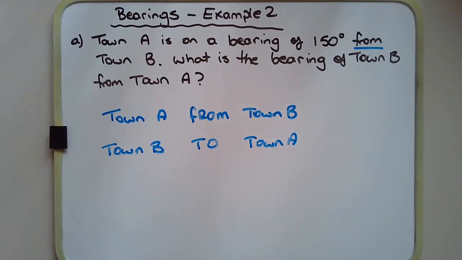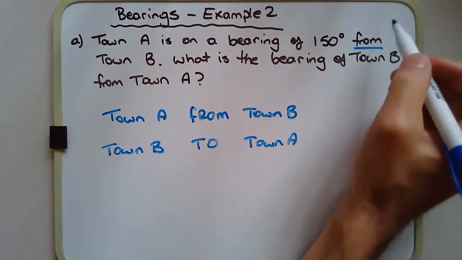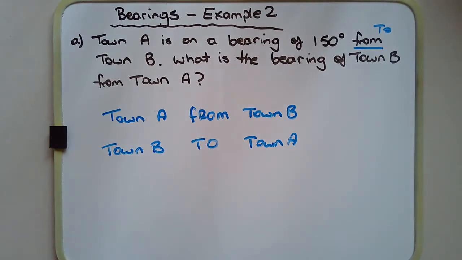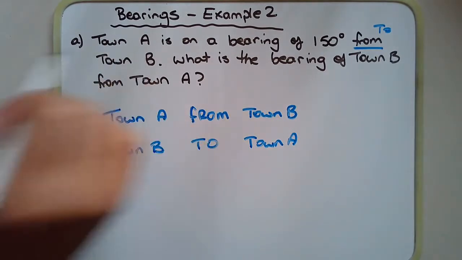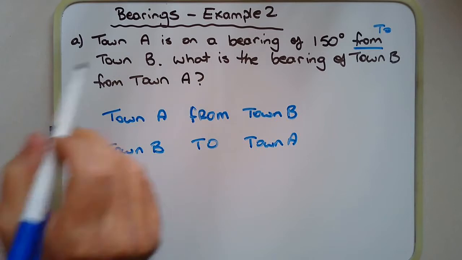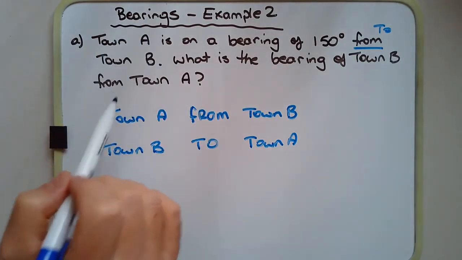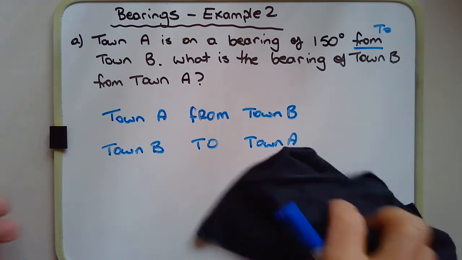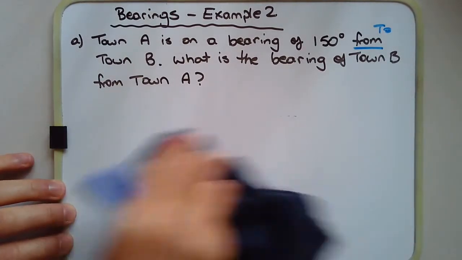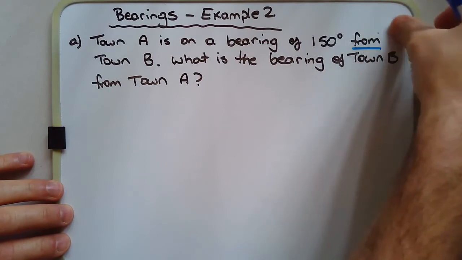Okay, so that's probably one way to think of this. If you wanted to make it something that's a little bit more understandable, you would change the word from to the word to, and you would reverse the two locations. So town B to town A instead of town A from town B. Okay, now that we've cleared that up, let's proceed now to answer the question.